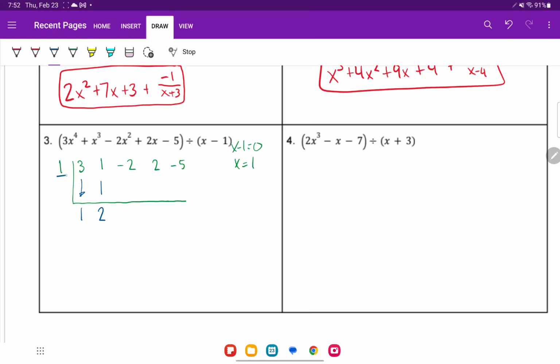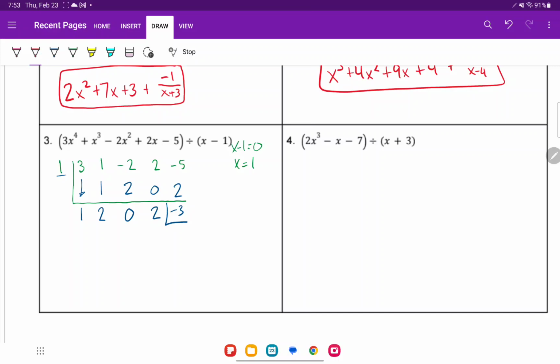Repeat the process. Pivot point times 2, 1 times 2 is 2. Place it in the next column. Combine. Multiply. 1 times 0 is 0. Place a 0 in the next column. Combine. 2 plus 0 is 2. And then 1 times 2 is 2. Negative 5 plus 2 is negative 3. And that is my remainder.